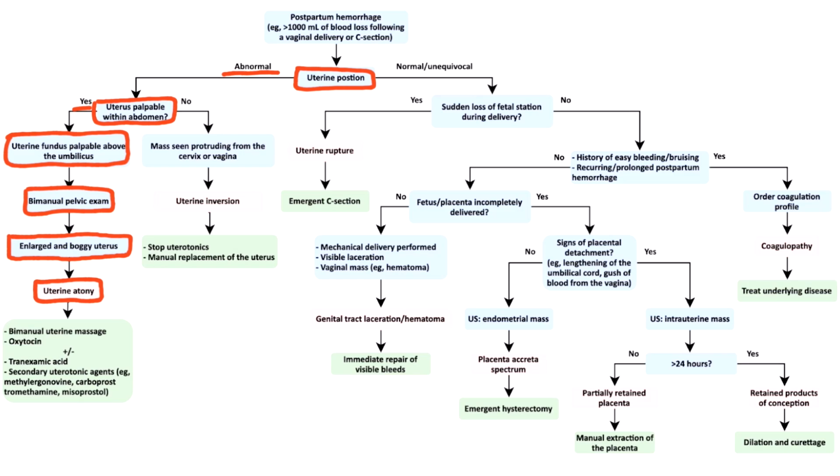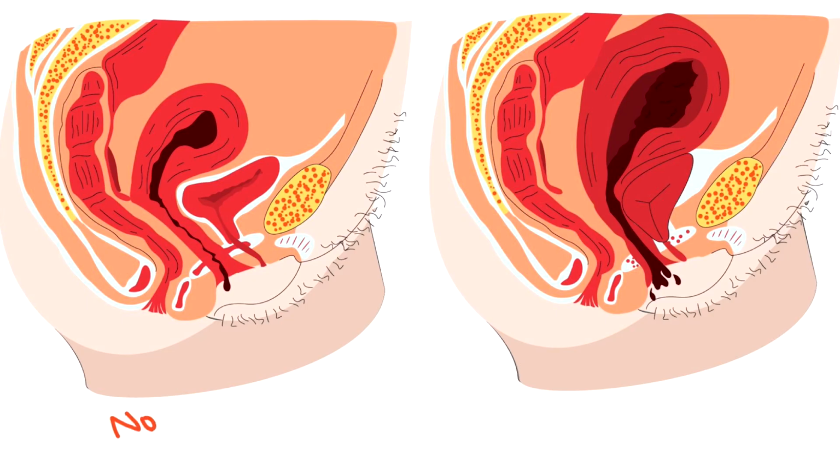Let's illustrate what this looks like. On the left, we see a normal uterus that has adequate tone. On the right, we see a uterus affected by uterine atony. Notice the way that the uterus is enlarged and appears to be floppy and without tone.